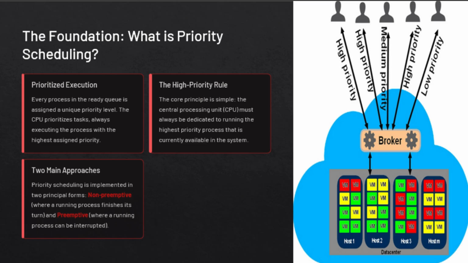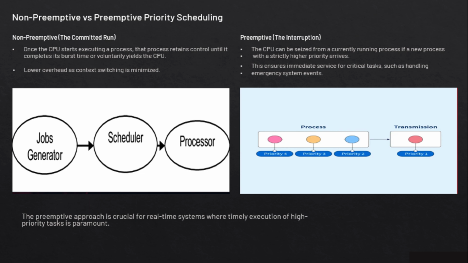For example, in a hospital management system, if a background report is running but an emergency alert appears, the CPU has to switch to that alert because it has higher priority. Priority scheduling can be implemented in two main ways, which are preemptive and non preemptive.